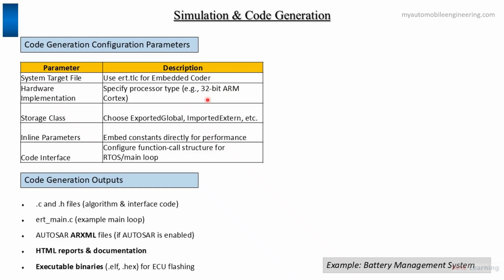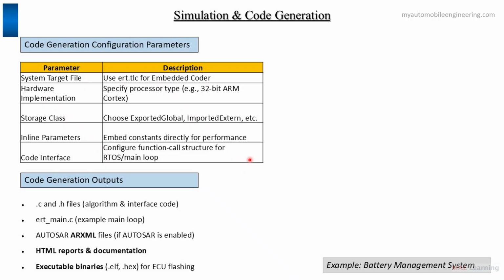Another thing is storage class. Choose how your signals and parameters are stored in the code, for example exported global or imported external. Then inline parameters put certain values right in the code for maximum speed and smaller size. Code interface sets how your code will call functions, like using a real-time operating system, RTOS style, or a simple main loop.